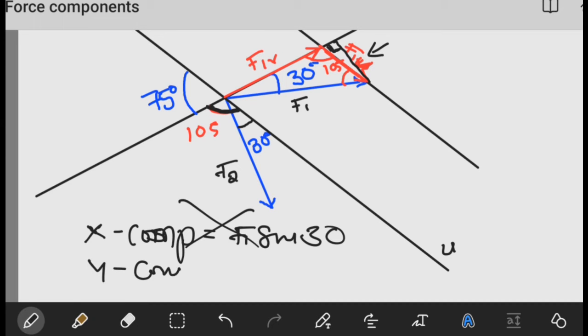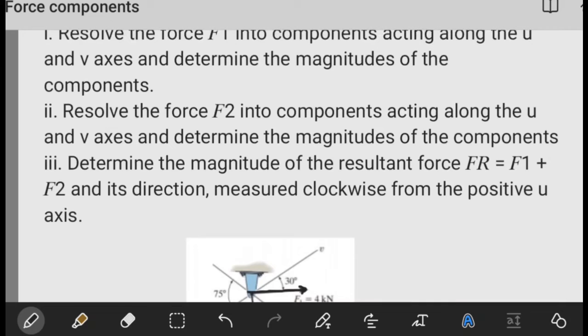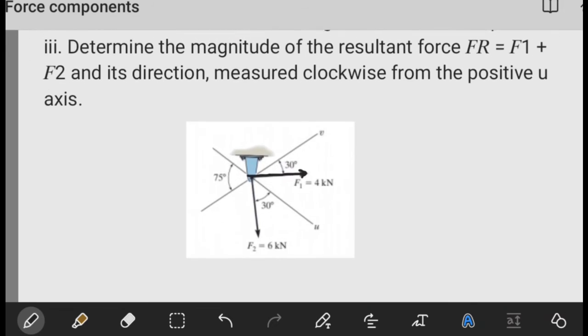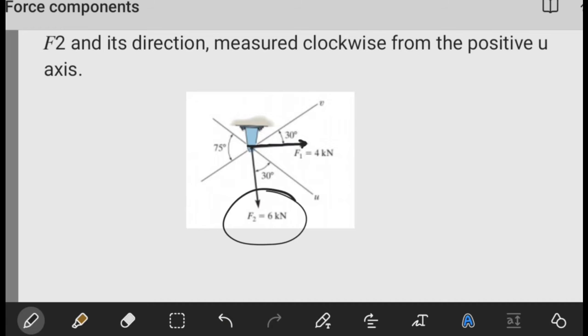And for the Y component, you would have used F1, and since it is side by side, you'd have had cos 30. So again, we're saying this doesn't work here because you're not dealing with the right angle triangle. So it is important for you to notice that. So with that caution in mind, try to see if you can now work out part 2. Because in part 2, they're saying resolve the force F2 into components acting along U and V axis and determine the magnitudes. It's basically the same thing as part 1, but now you're supposed to do the same thing to the force F2. Notice that when dealing with F1, we left out F2 and just focused on F1.